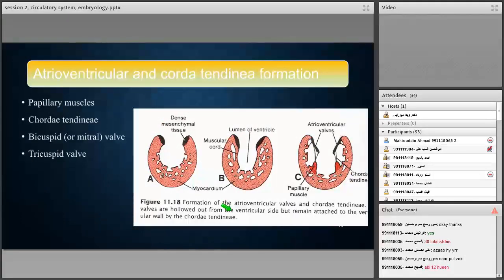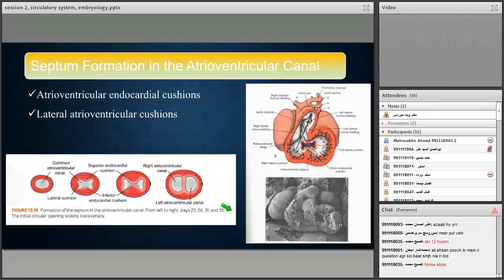Slide number 13. Formation of the atrioventricular canals and chorda tendinae. After the formation of the right and left atrioventricular canals and the endocardial cushions, each atrioventricular orifice is surrounded by the proliferation of mesenchymal tissue. Look at here. In slide number 11, we can see the endocardial tissue on each side of the orifice. These are proliferating, okay?